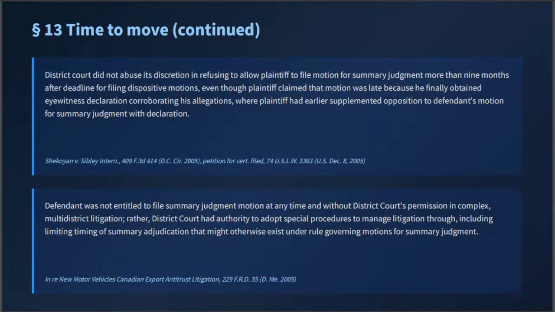Let's proceed with more for Section 13, time to move. The district court did not abuse its discretion in refusing to allow a plaintiff to file a motion for summary judgment more than 9 months after the deadline for filing dispositive motions. It did not abuse its discretion, even though the plaintiff claimed that the motion was late because he finally obtained an eyewitness declaration corroborating his allegations, finally, 9 months later, where the plaintiff had earlier supplemented his opposition to the defendant's motion for summary judgment with a declaration.